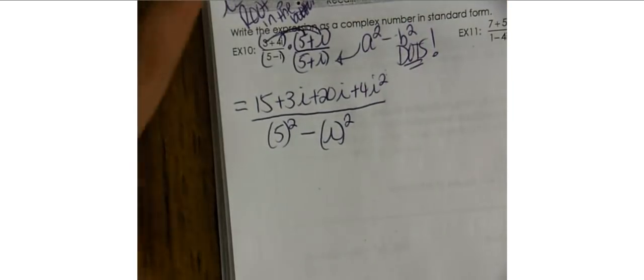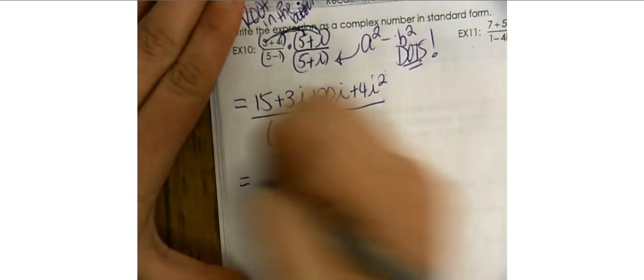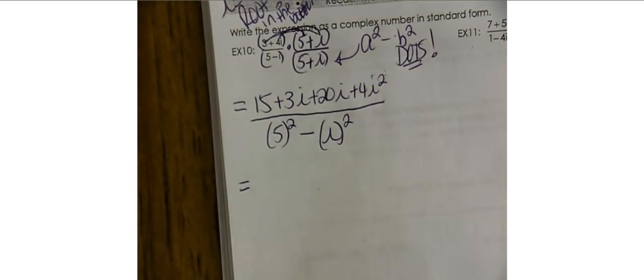In my denominator, this is considered a difference of two squares. So the shortcut is to take 5 and square it, minus i and square that. That's going to be our shortcut, where you square each part and then subtract them. It's called a difference of two squares, DOTS. Now we're going to simplify, and anything that we can combine, we're going to combine. Anytime we see an i squared, we're going to change that to a -1.